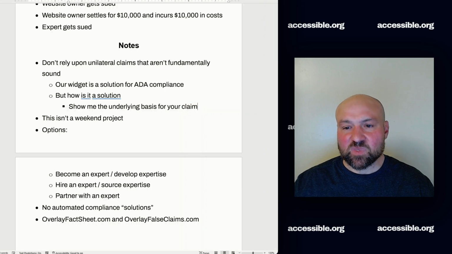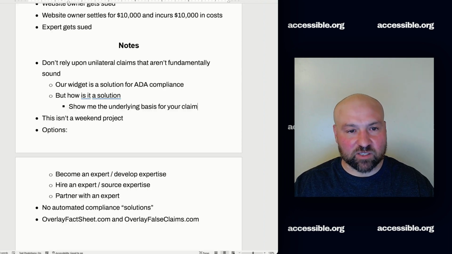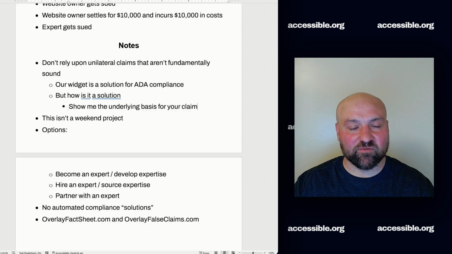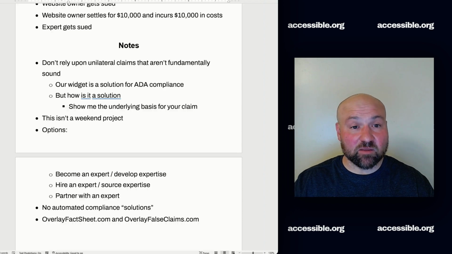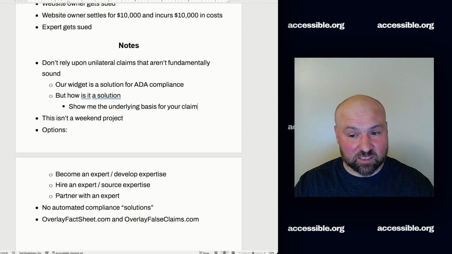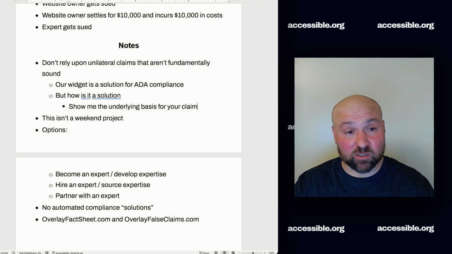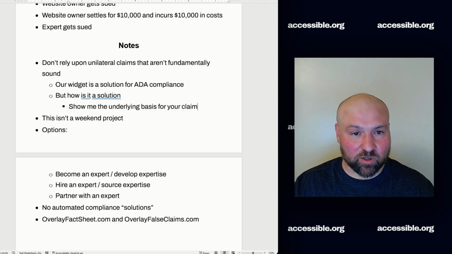So this isn't a weekend project, right? It's something where if you're going to offer accessibility services, then you want to make sure that you understand this and you've researched it through and through, and that you have a strong grasp of the material. The options here, let's say you're a development agency: you can become an expert yourself, develop the expertise. You can hire an expert. You can source out the expertise, or you can partner with an expert.